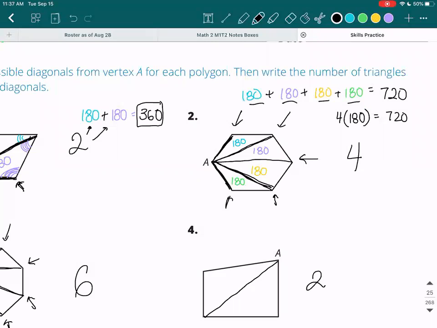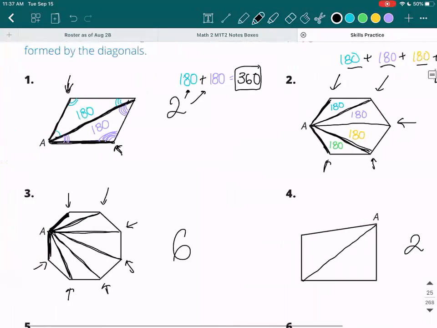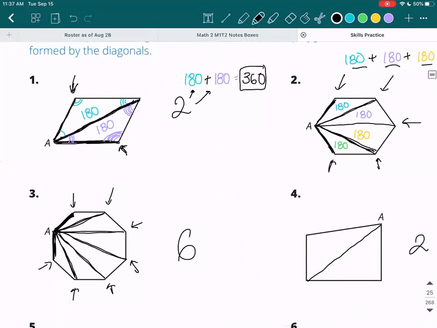Okay, so let me box this as our answer. Then for number 3, I could write out 180 plus 180 plus 180 plus 180 plus 180 plus 180, but a shorter way of doing it is what times 180? 6. 6 times 180, good. And so what is 6 times 180? You can use a calculator. 1080. Good, 1080. Okay, and so this is the total sum of our interior angles for this shape.